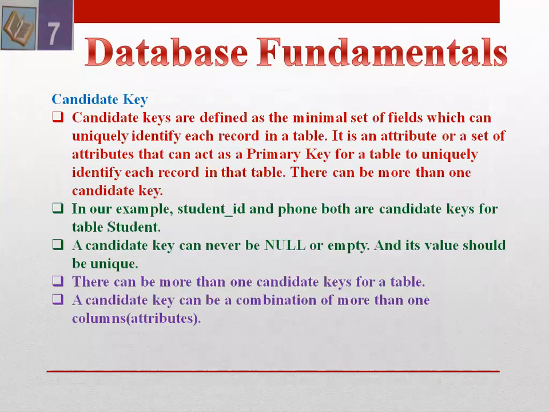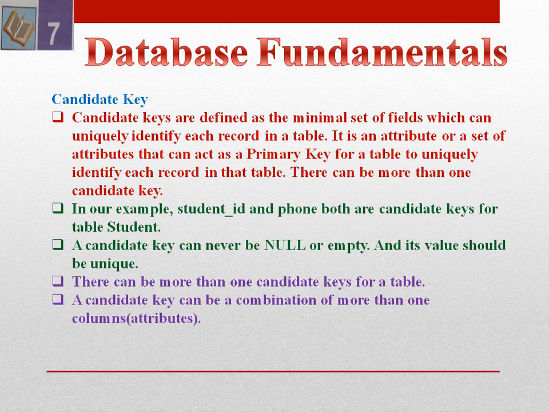The next is candidate key. Candidate keys are defined as the minimum set of fields which can uniquely identify each record in a table. It is an attribute or a set of attributes that can act as a primary key for a table to uniquely identify each record in that table. There can be more than one candidate key. In our example, student ID and phone both are candidate keys for table student.